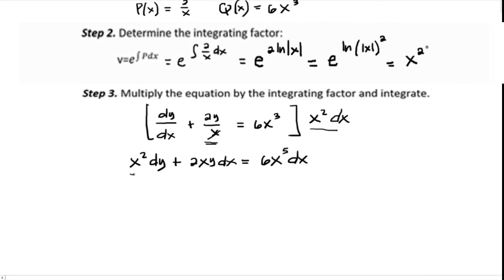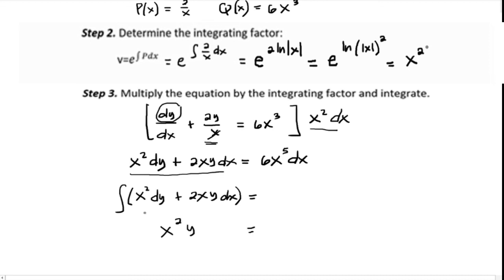As noticed, the left member is already exact, so we can integrate that directly. So that is the integral of x squared dy plus 2xy dx. And the answer for that is equivalent to the integrating factor, x squared, times the integral of dy, which is y. As checking, the differential of x squared y is equivalent to x squared dy plus 2xy dx. We are using here the product formula.